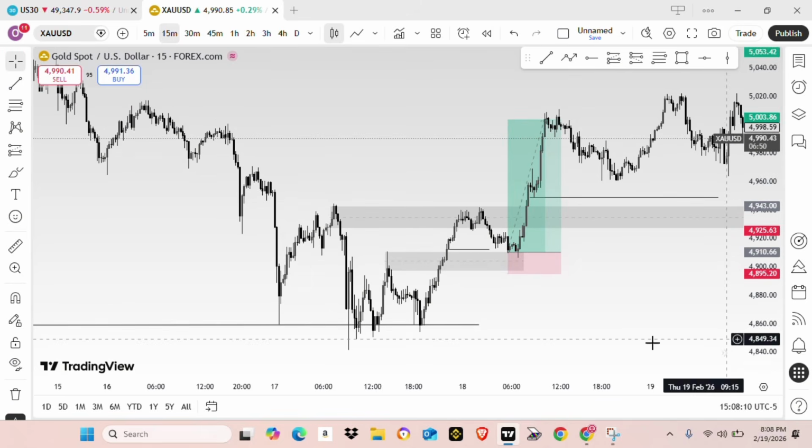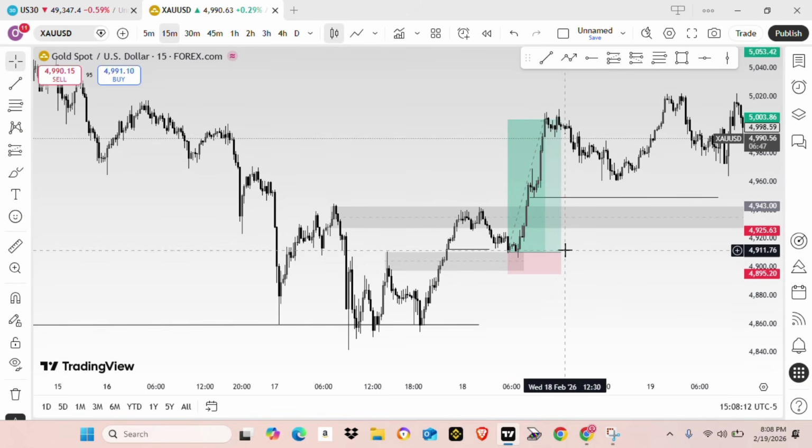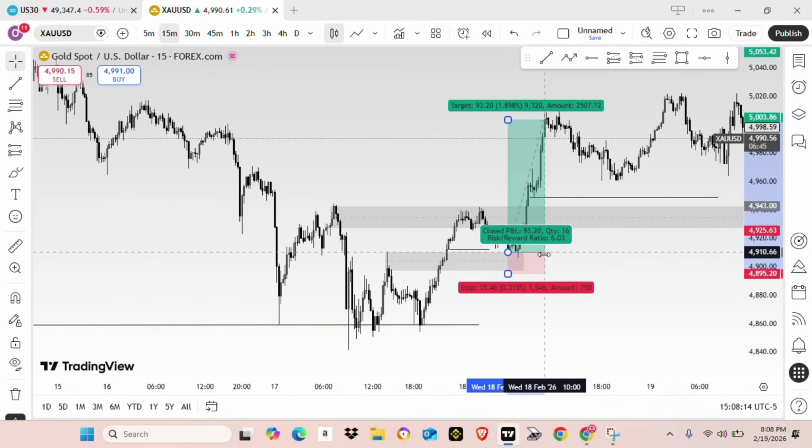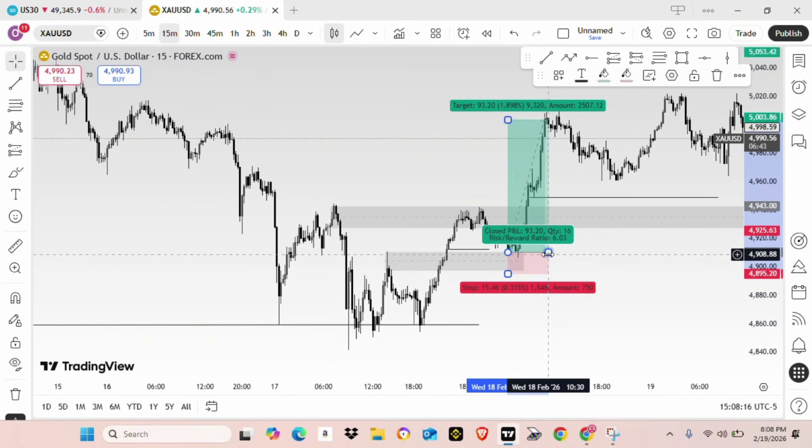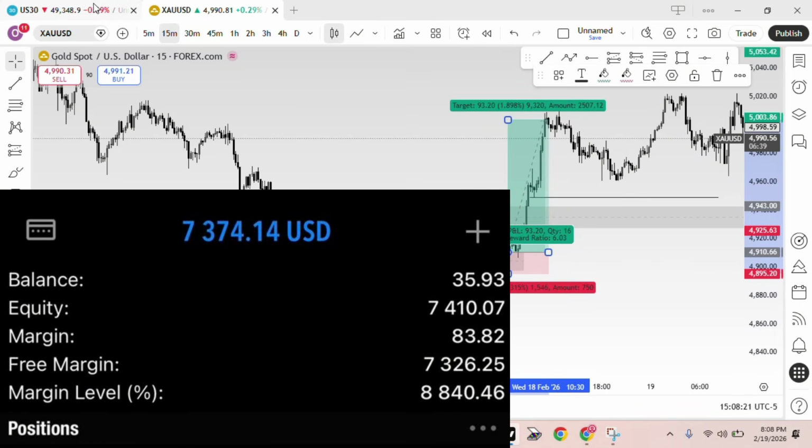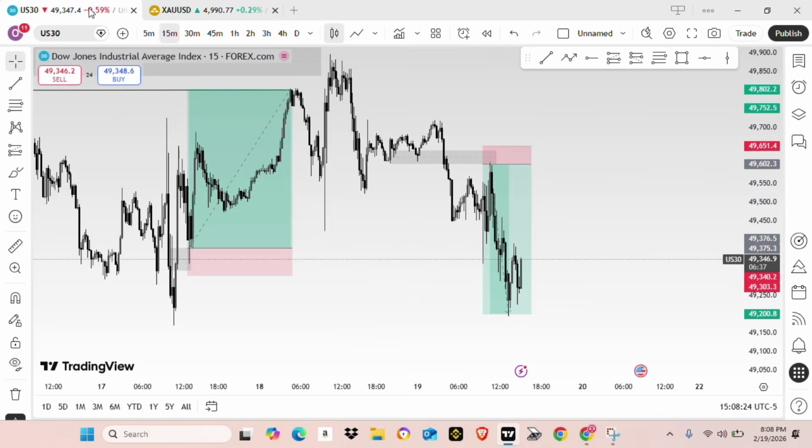So this was the trade, and what I made here was 1:7 risk to reward. I made about $7,000, which I'm going to show in this video. So here is the $7,000 I made from this trade. And now let's explain the one that happened on US30 today.